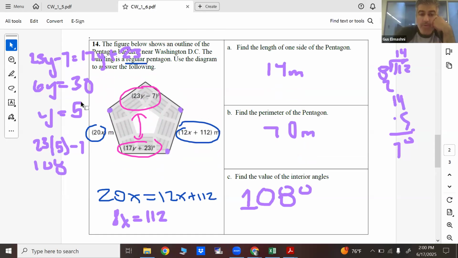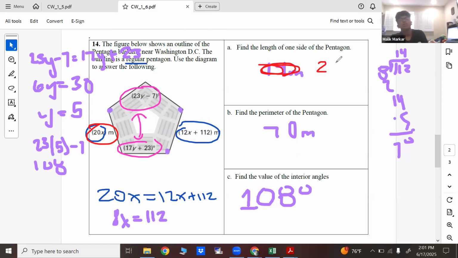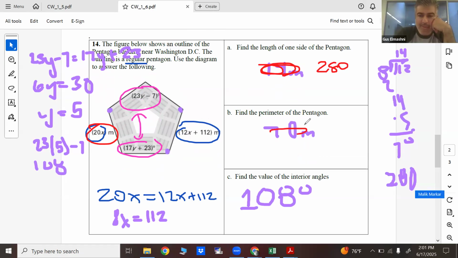Well, one sec. X equals 14, right? Yeah. That doesn't mean the side length is 14. The side length is actually 280. And remember, if this is the Pentagon in Washington, D.C., it's going to be a lot longer than 14 meters on each side. And then you multiply it by 5, you get 1400.